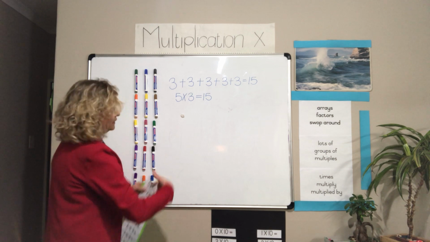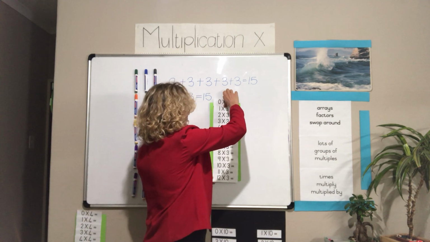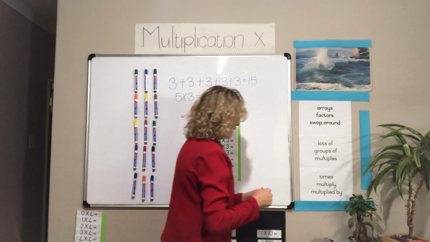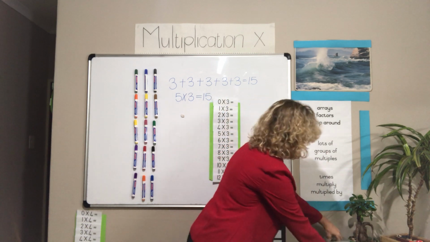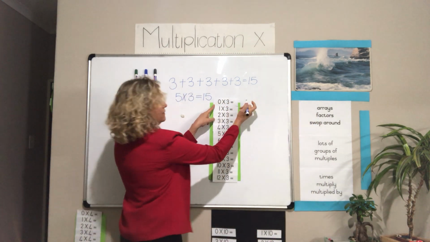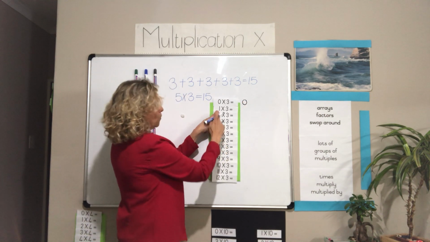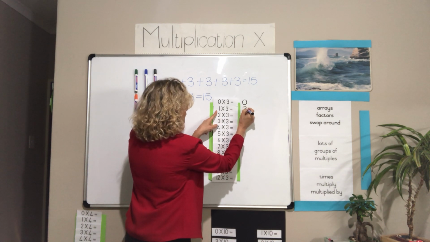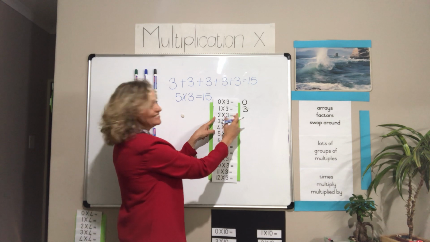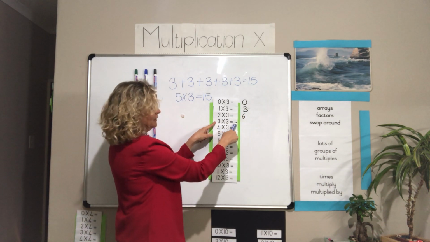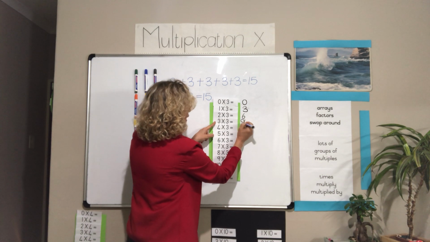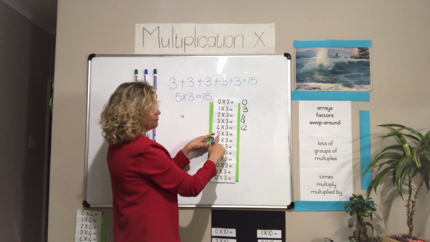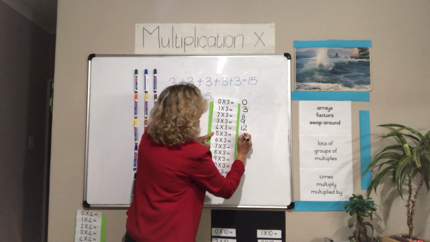So let's look at the 3 times table up here. Here's the 3 times table. And let's put in some answers there on the 3 times table. 0 times 3 is 0. 1 times 3 is 3. 2 times 3, 6. 3 times 3, 9. 4 times 3, 12. 5 times 3, 15.